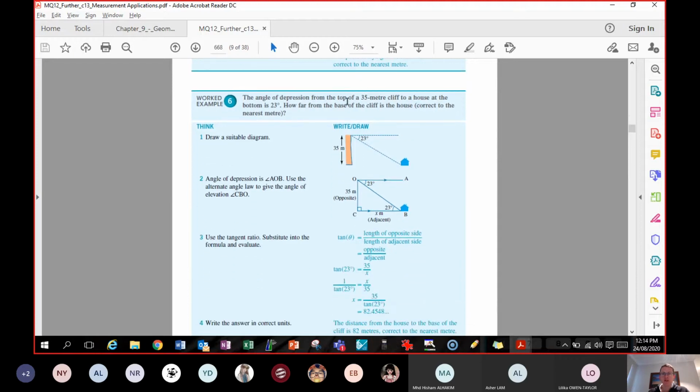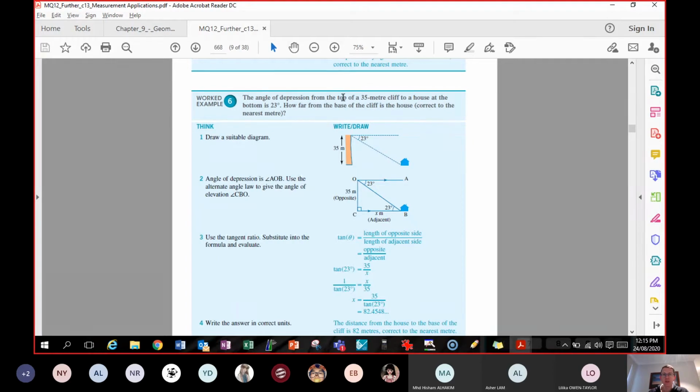The angle of depression from the top of a 35-meter cliff to a house at the bottom is 23 degrees. So we've got the top of the cliff and a house, and if you look down, the angle of depression is 23. So you've always got to draw a diagram, and that's the hardest part about it. How far from the base of the cliff is the house? That's this distance, right?